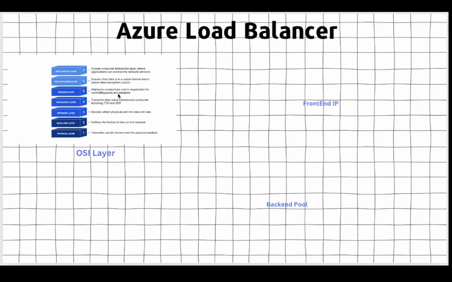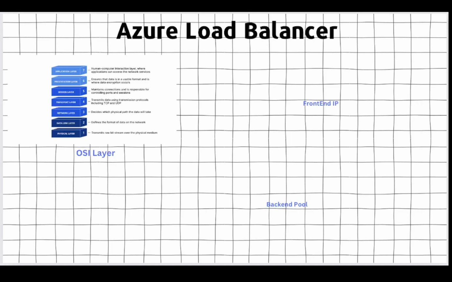Basically, this layer makes sure that the data which is being transmitted is in a usable format. The seventh layer is basically your human interaction layer. This is where the applications can access the network services. In order to remember this, we can use a simple formula, which is please do not tease sexy Pamela Anderson.